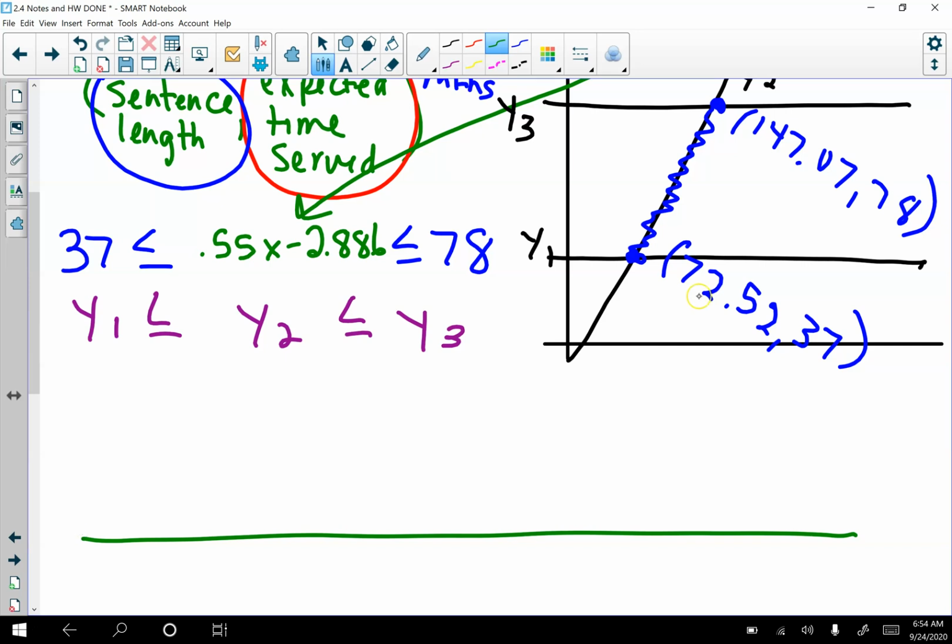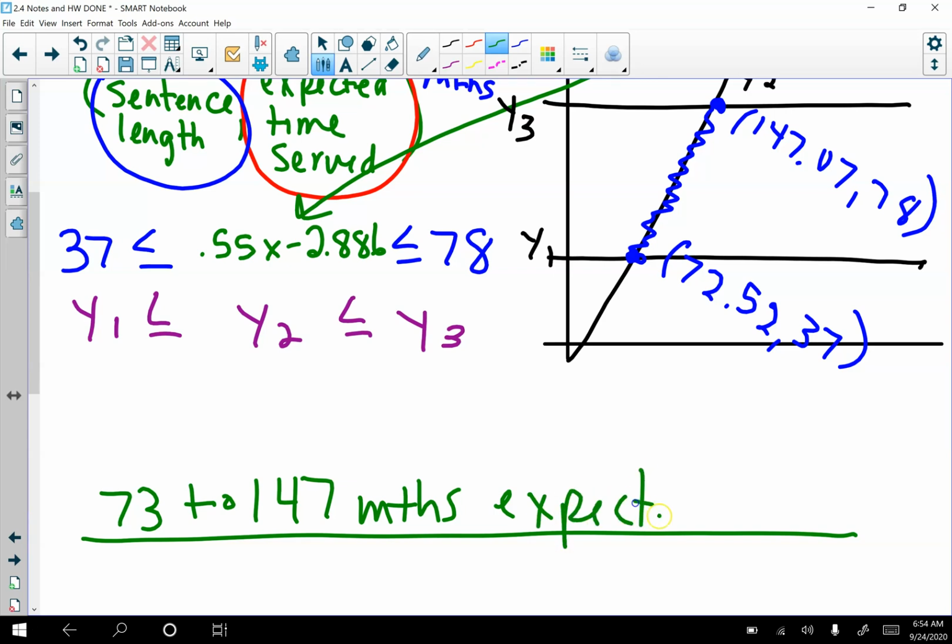My answer is between 72 and a half months, right, and 147. So I'm going to just say 73. It's closer to 73. 73 to 147 months would be the expected sentence length to get the 37 to 78 served time.